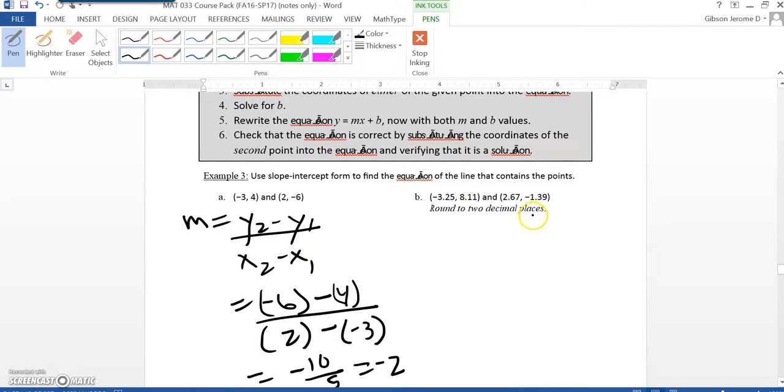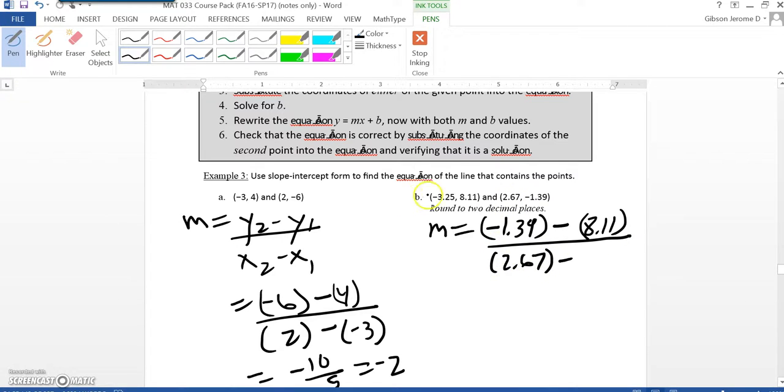Now B tells us to round to 2 decimal places. So we still find the slope. Y sub 2 is negative 1.39 minus y sub 1, which is 8.11, all over x sub 2, which is 2.67, minus x sub 1, which is a negative 3.25. So now our slope, after we put this in our calculator and divide, would be a negative 1.60.